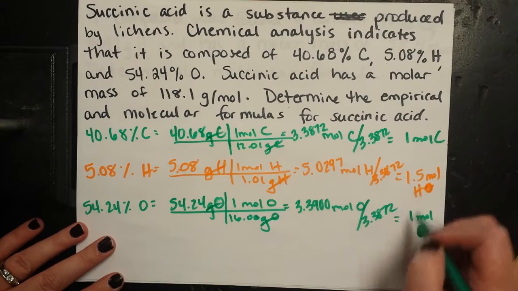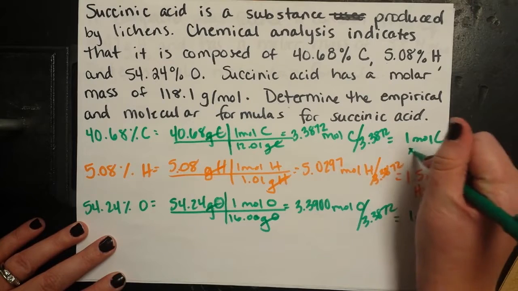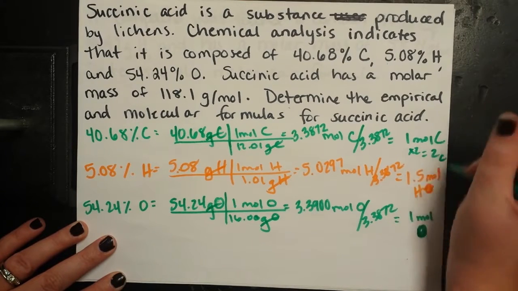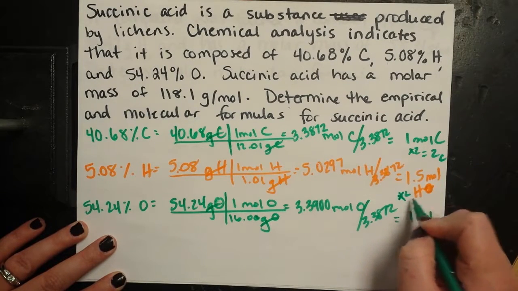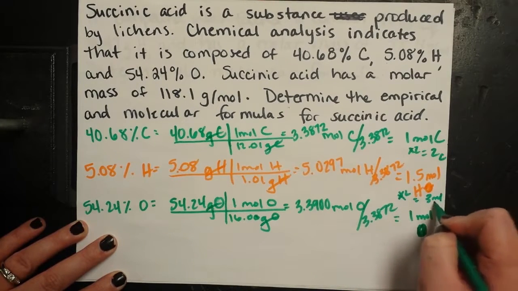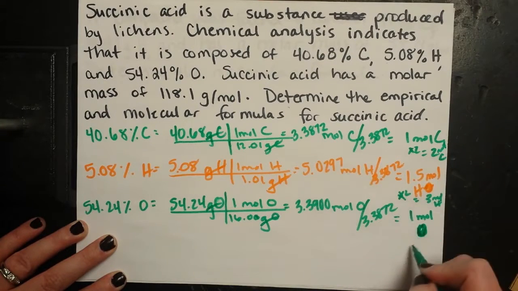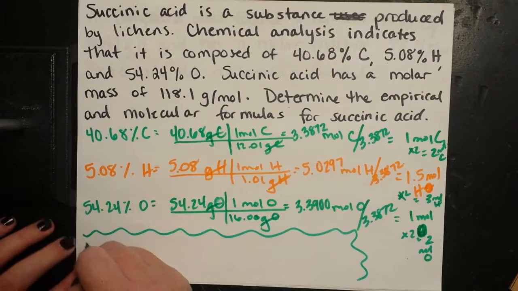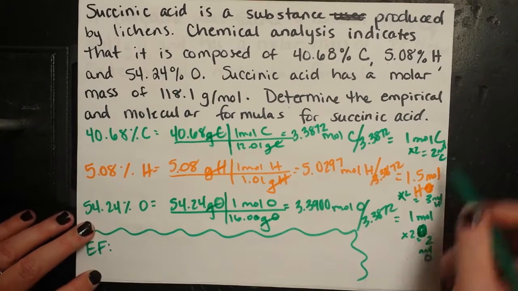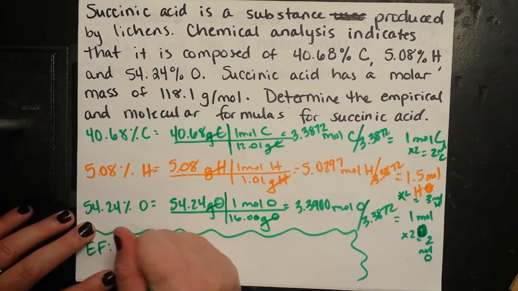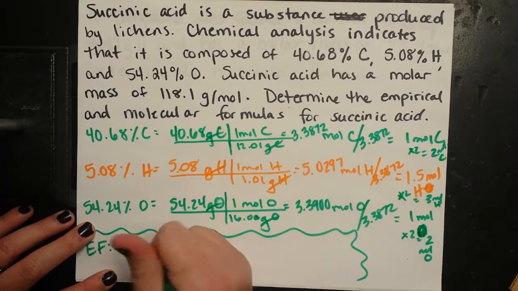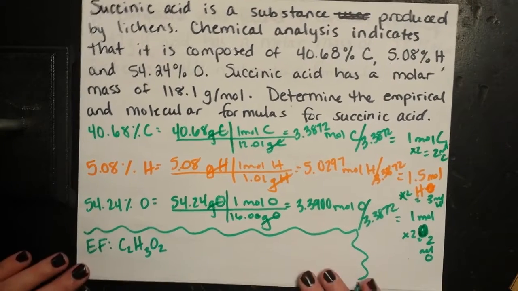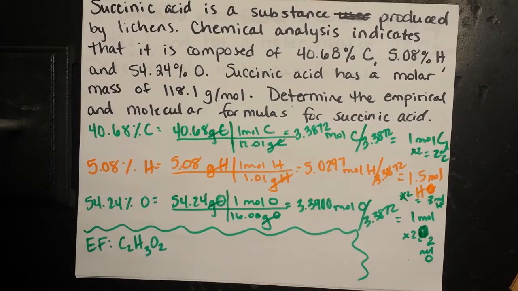Well, I know that I can't deal with a half number, so I need to multiply everything by 2. So 2 moles of carbon is going to give me 3 moles of hydrogen, and then times 2, so 2 moles of oxygen. So my empirical formula is going to be C2H3O2. Okay. Up to this point, this has been the same problem we've been doing for empirical formulas.